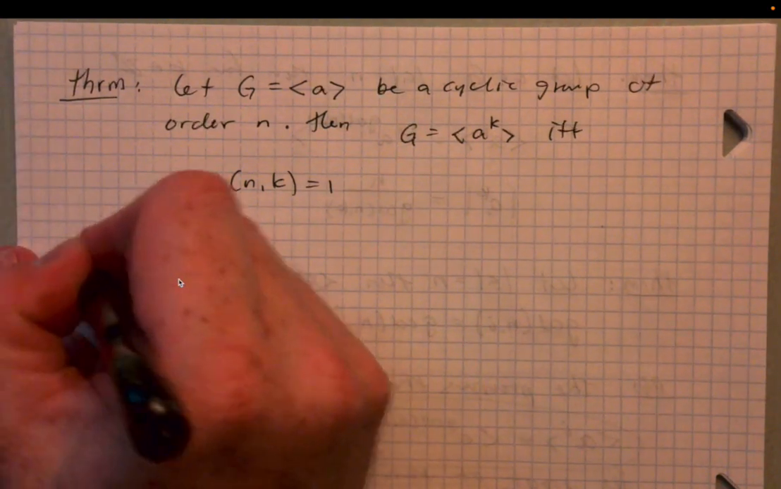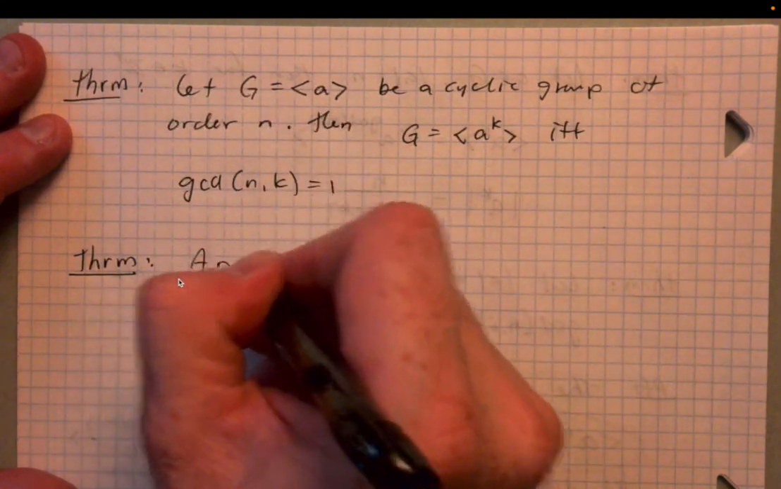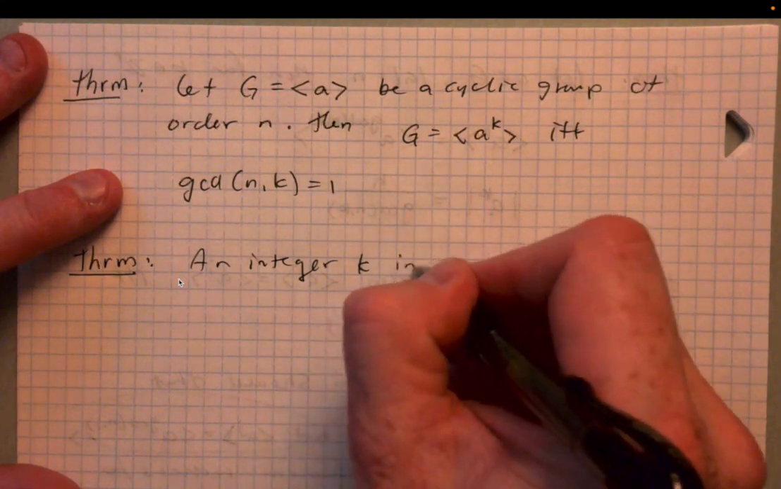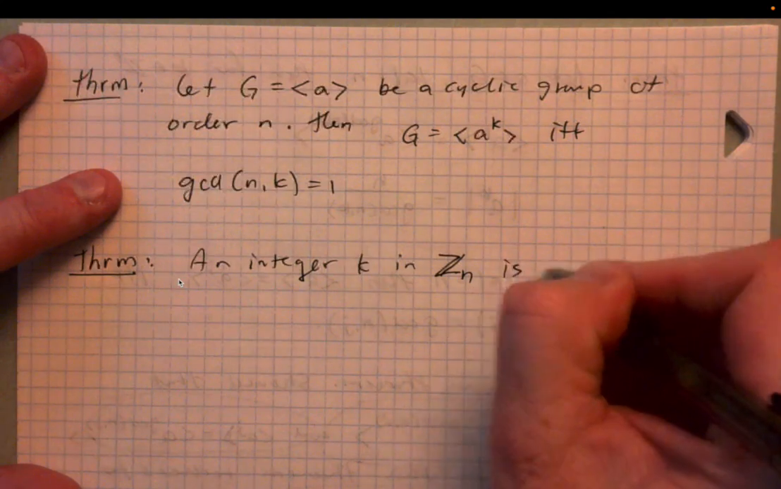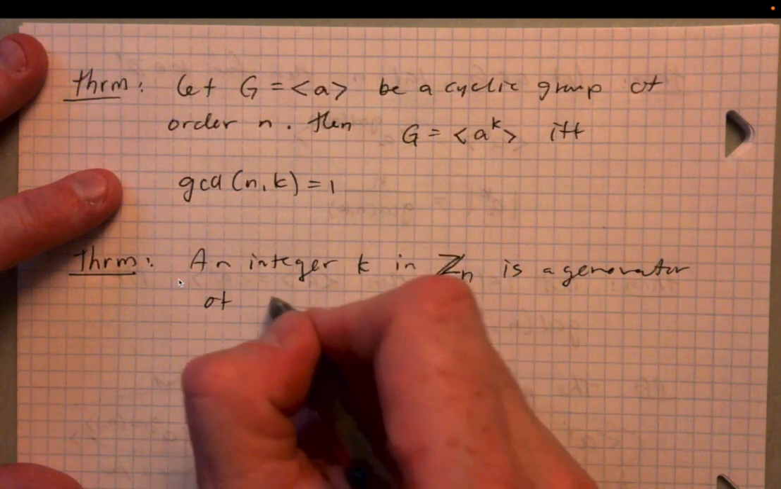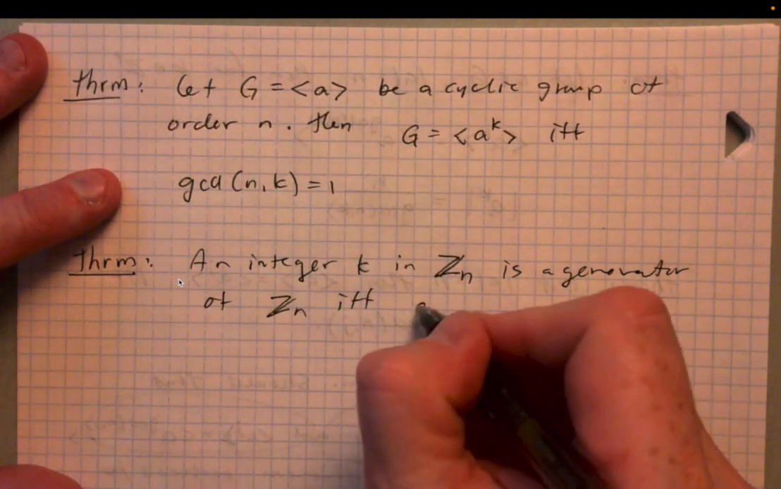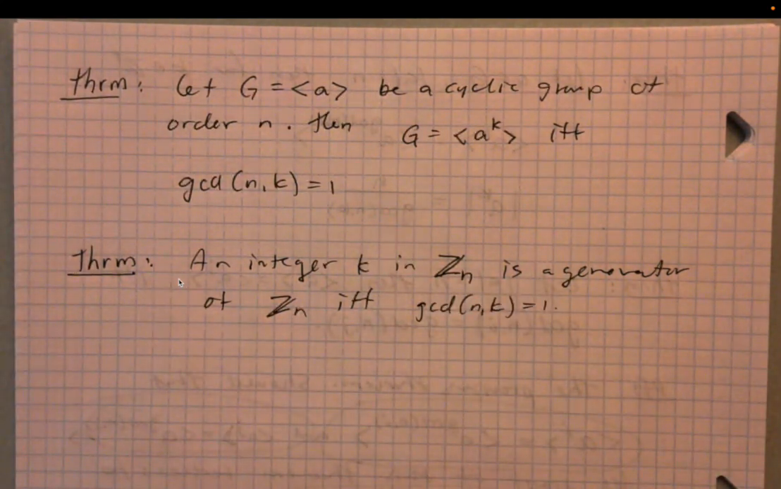Okay, and then the other one, which is very similar: an integer k in Z_n, the cyclic group Z sub n, is a generator of Z_n if and only if n and k are relatively prime again. So if n and k are relatively prime, then you get the whole group back.